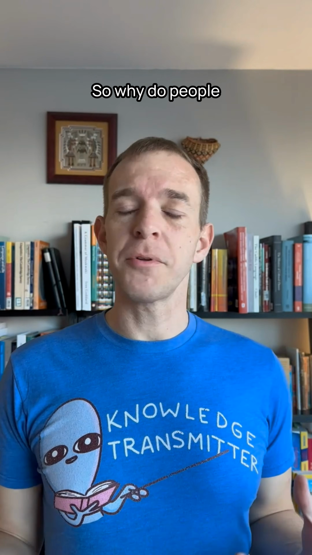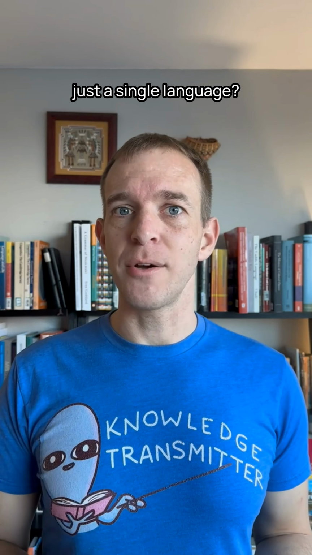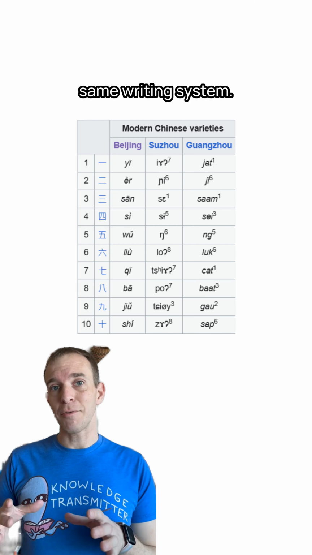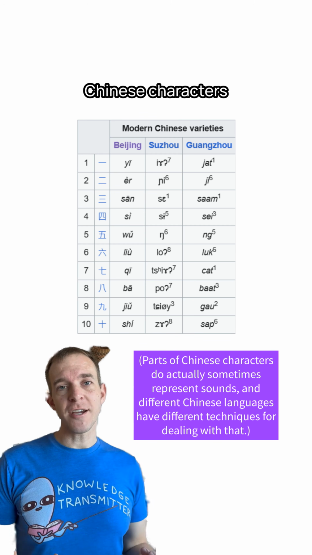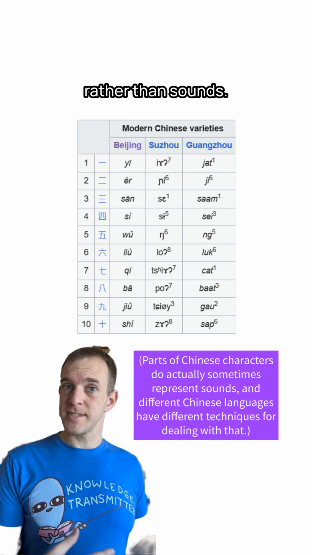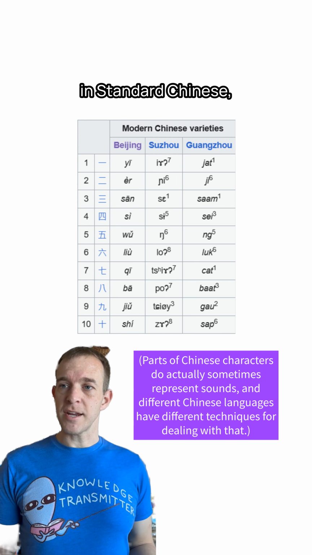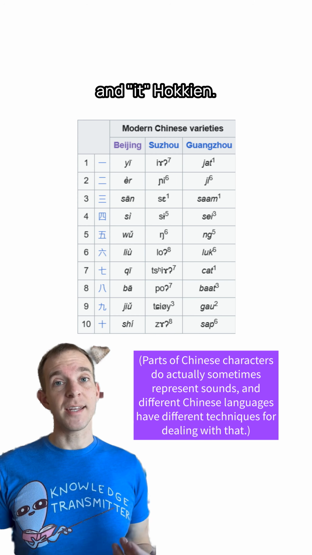So why do people think of Chinese as just a single language? Well, there are a few reasons for that. First, all these Chinese languages use the same writing system. This works because Chinese characters generally represent words rather than sounds. So the character for 1 is generally pronounced as yi in Standard Chinese, yat in Cantonese, and it in Hokkien.